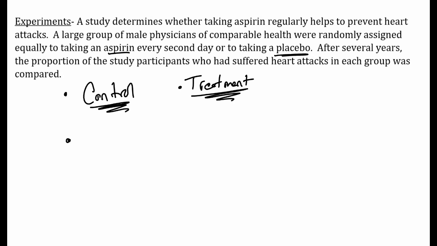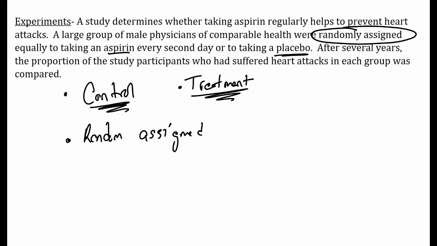How did they get assigned to these groups? The key thing is there was random assignment. That random assignment takes care of the variation that's going to occur between the subjects of the experiment. So we didn't assign all the healthier people to the aspirin group, and the less healthy people to the control group. No, they were randomly assigned. The researcher had no effect of where they ended up. They ended up in one group or the other group.